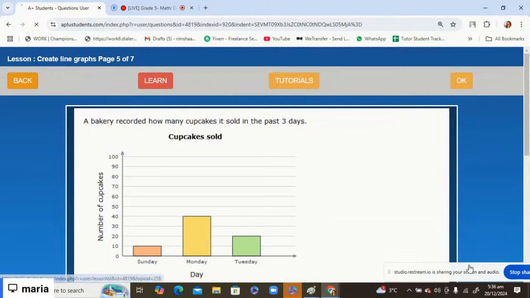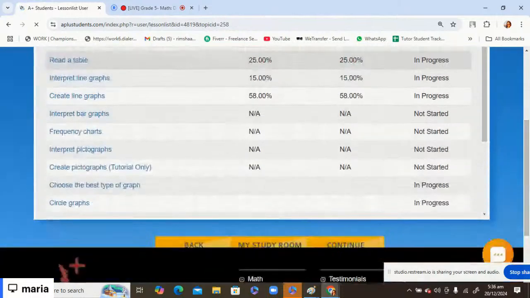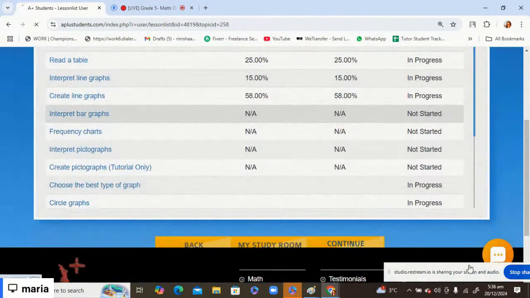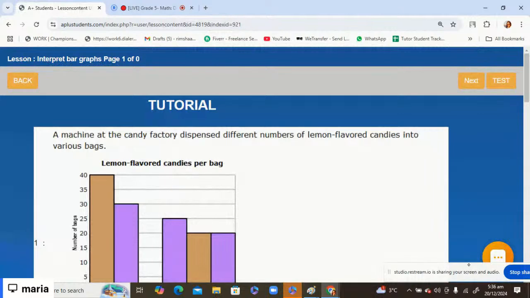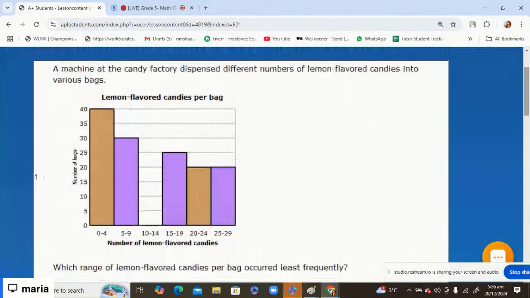Let's start the last lesson of the day, which is interpreting bar graphs. So here, a machine at the candy factory dispensed different numbers of lemon flavored candies into various bags. Which range of lemon flavored candies per bag occurred the least frequently?